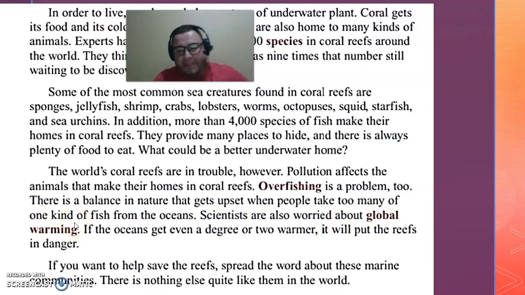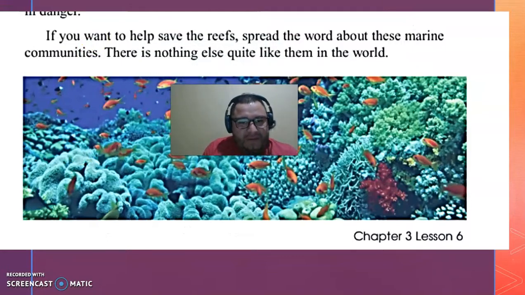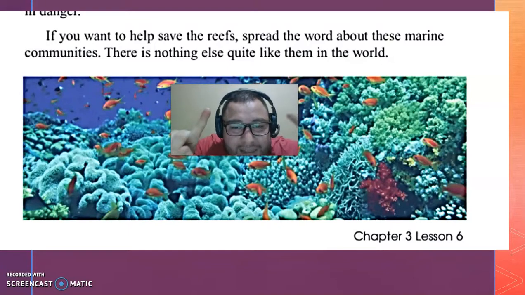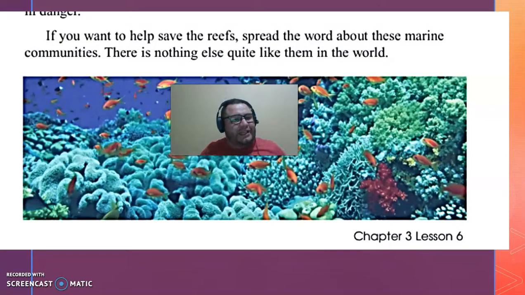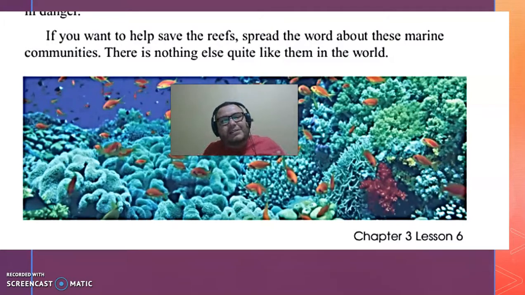Okay, something important we have to study about the coral reef is that it is beautiful, fantastic, awesome because it's an ecosystem, a home of different species of animals, but it is very weak. Es bien débil el arrecife. If people go and touch it, they can destroy the coral reef. Number two, garbage, plastic, pollution destroy the coral reef, right?